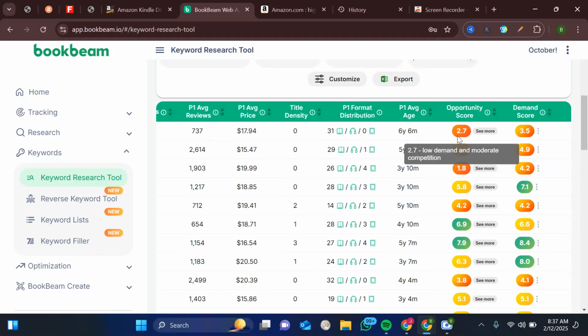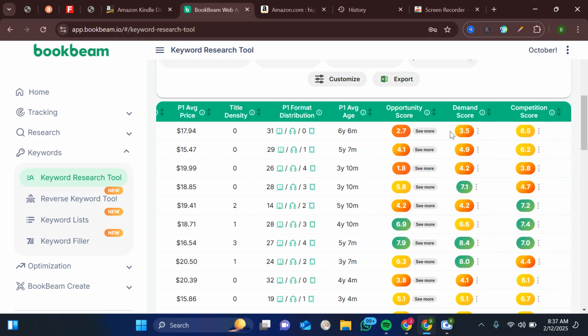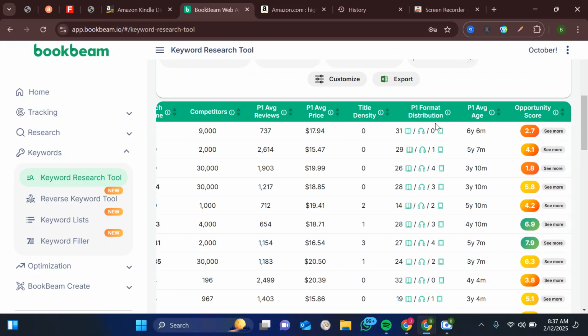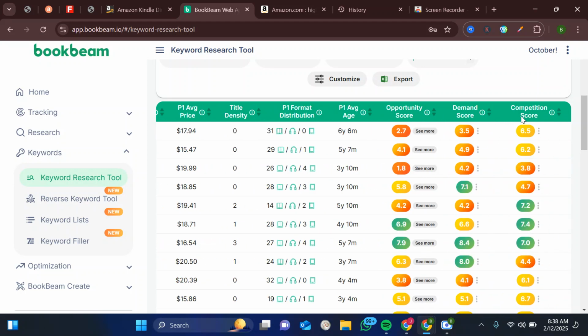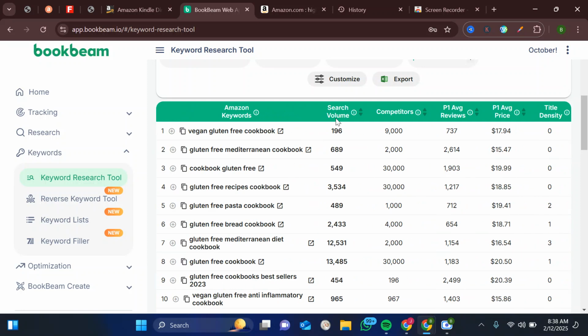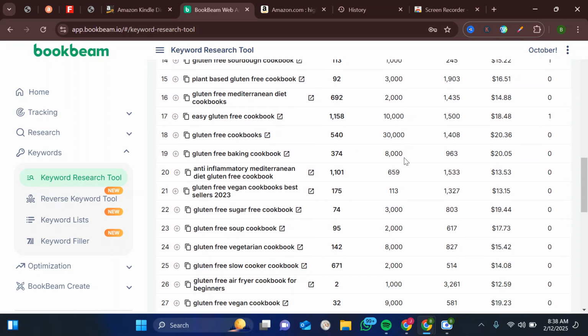Another thing we check is the demand score and competition. The demand score must be very high and the competition must be moderate or low. The way to calculate the demand score and competition is from what we checked before, from search volume and competitors. The search volume is higher than the competition, therefore the demand is high and the competition is low. So we'll go for the anti-inflammatory keyword.